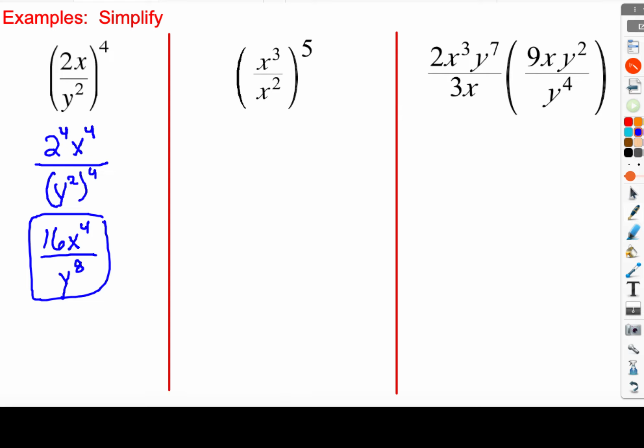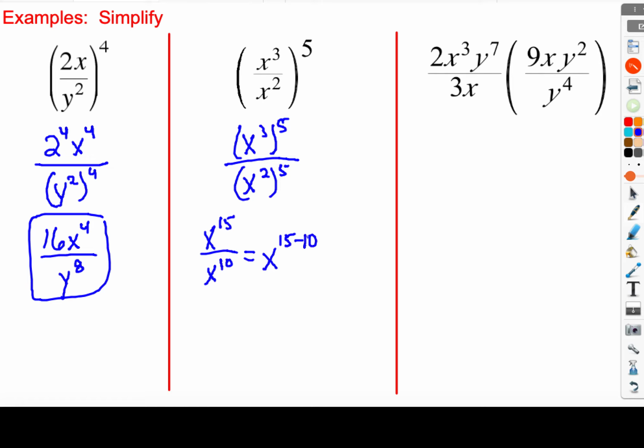Same thing goes for the one in the middle. Again, we've got a fraction to a power, so let's say x to the 3rd to the 5th, and x squared to the 5th. So that becomes x to the 15th, right? Power to a power, and x to the 10th. And then we can use our subtraction rule because they're equal bases. 15 minus 10 just becomes x to the 5th. And that would be our best final answer.